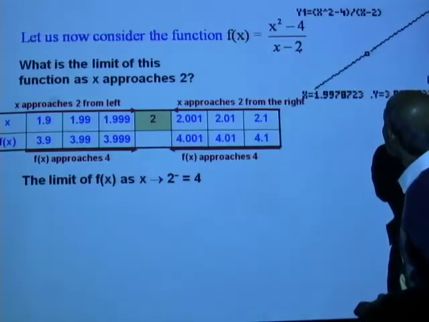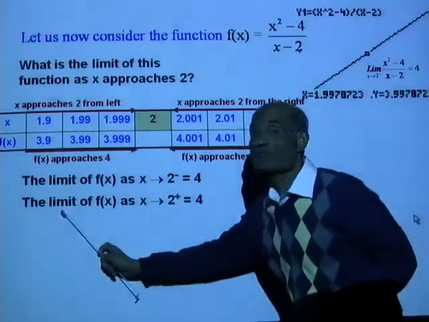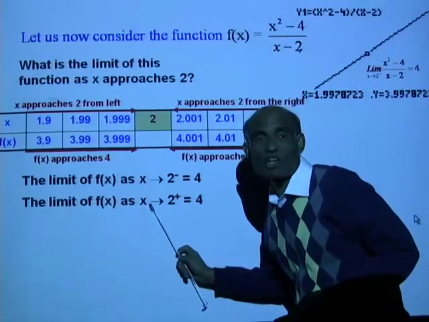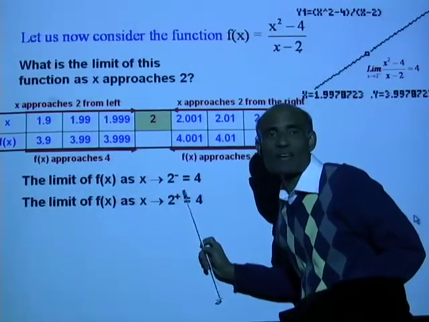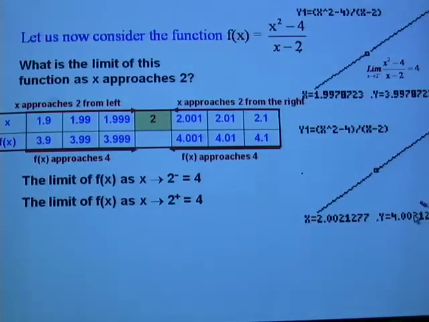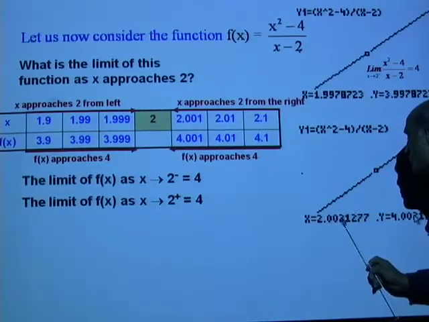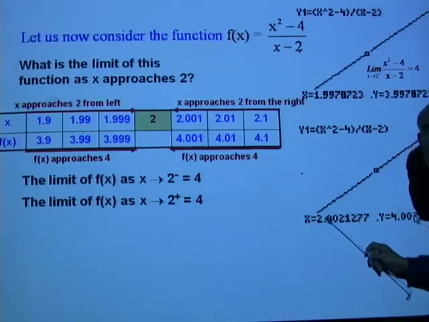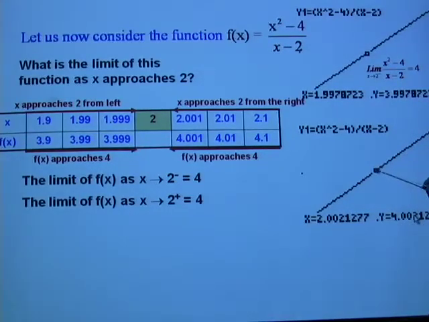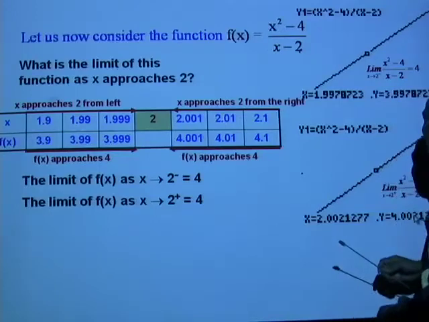How about when x comes from the right side? We say the limit of f of x as x gets closer to 2 from the right is also 4. There is the next diagram. As x is getting closer to 2 from the right, this is 2.0021. This is a value to the right of 2. And the output is 4.002 and so on. Now, what does that mean?